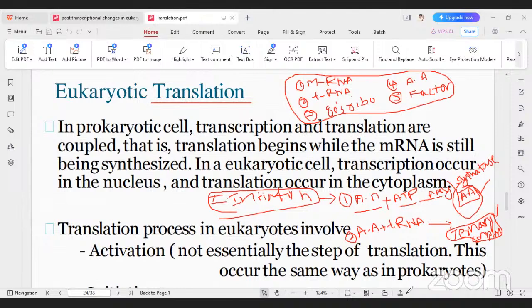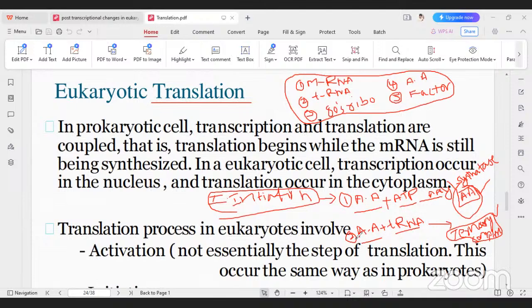First of all, in initiation, in the first step, what is it? Activation of amino acid. The inactivated amino acid is activated with the help of ATP and aminoacyl synthetase. That is the first step. The second, ternary complex forms. Ternary complex means amino acid added with tRNA. Now this is called ternary complex. After that, the 43S initiation complex is formed.